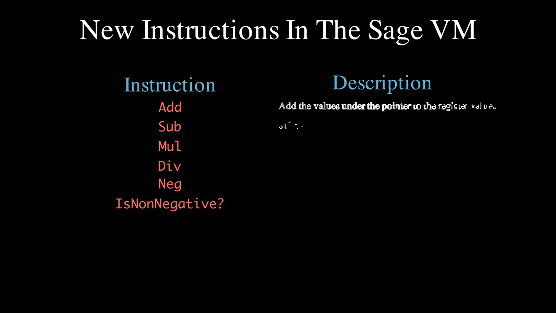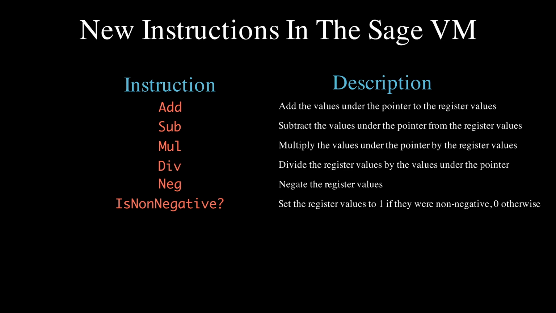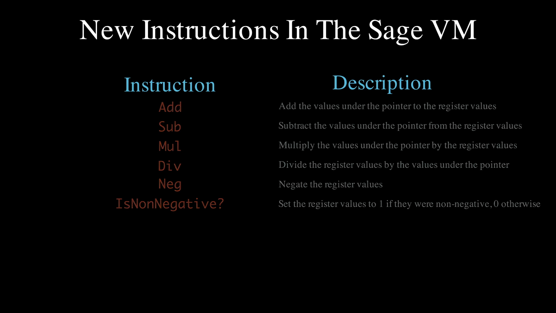We also add some element-wise arithmetic instructions to the caveman's vocabulary. These modify the register values according to the main memory contents. The add, subtract, multiply, and divide instructions allow us to perform simple arithmetic operations on the register values with the main memory cells. The main memory values are left unchanged. The negate instruction negates the values in the register cells. The is non-negative instruction sets each value in the register to 1 if the value is non-negative and 0 otherwise.